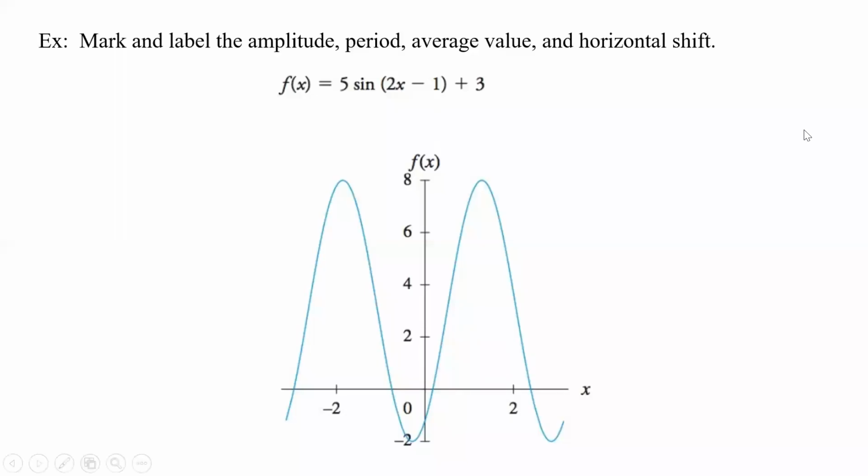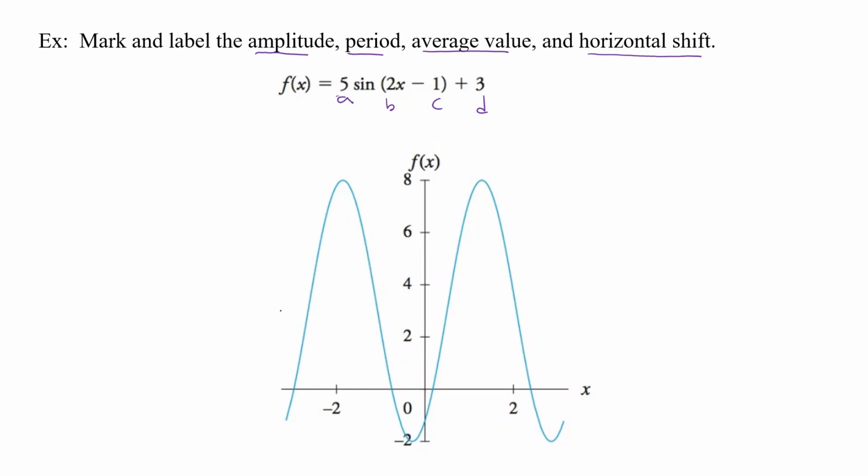All right, so now what we have to do is what we just did on the last problem in the previous video, and we have to find and mark and label the amplitude, the period, the average value, and the horizontal shift. And we're going to get all of that from here. So this is our A, this is our B, this is our C, this is our D.